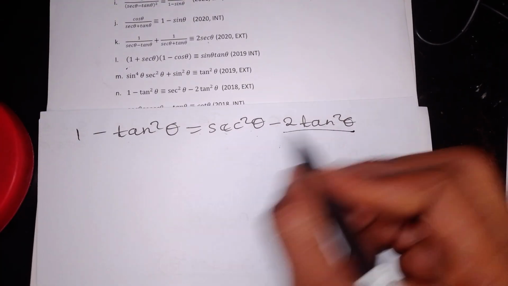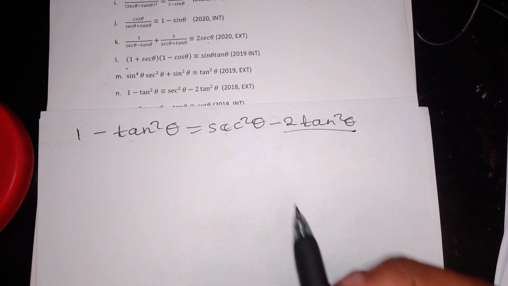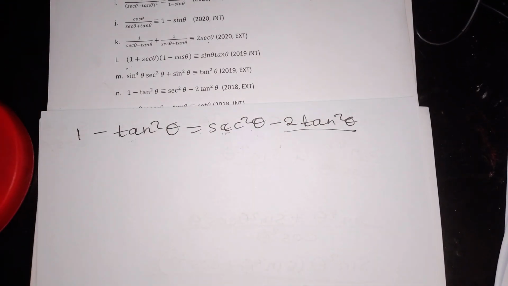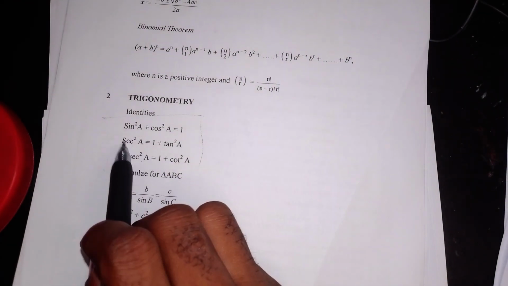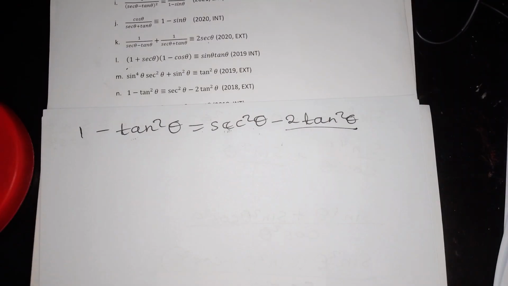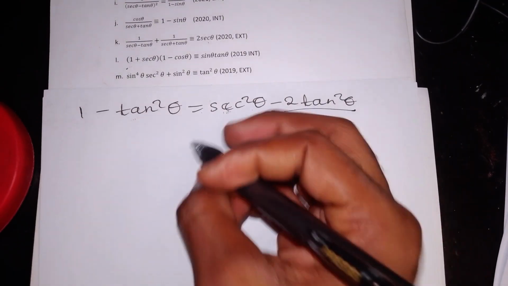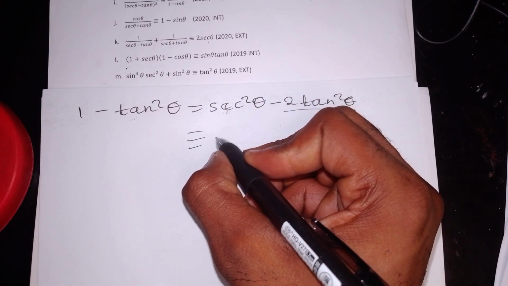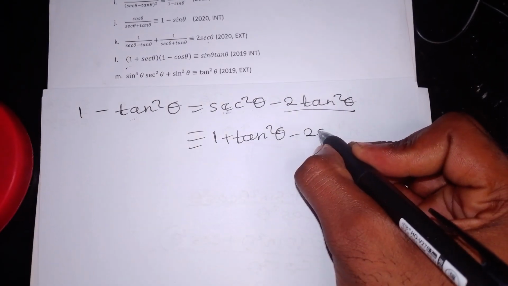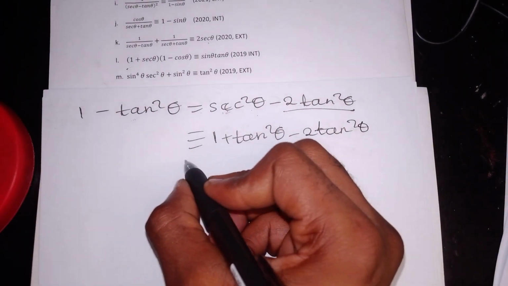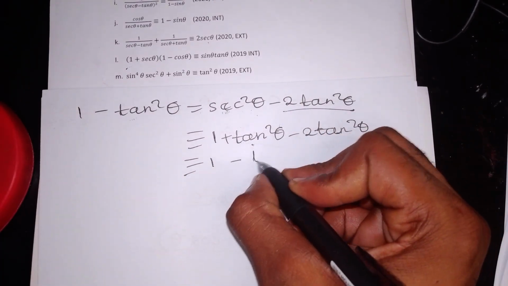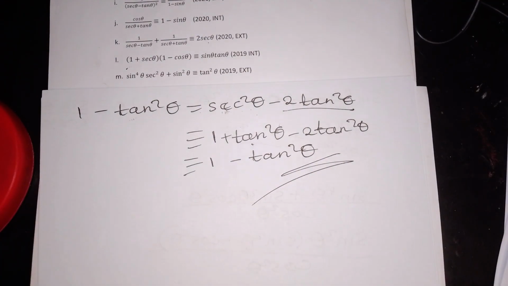I'm not going to change this because I want it, but because we do not have a sec this side, I have to change this. Using this identity, sec squared theta is 1 plus tan squared theta, I can just change my sec there to 1 plus tan squared theta. Okay, this is too easy now. When you subtract these two, you have your answer, and this will be tan squared theta.